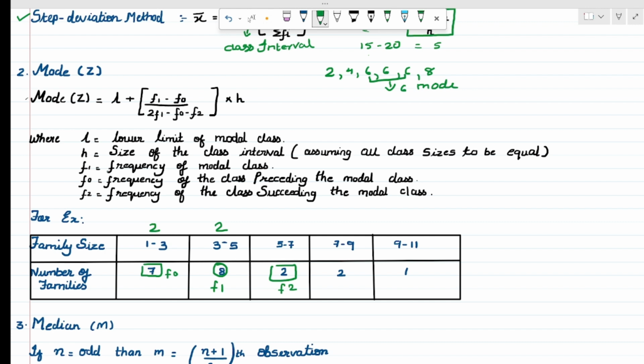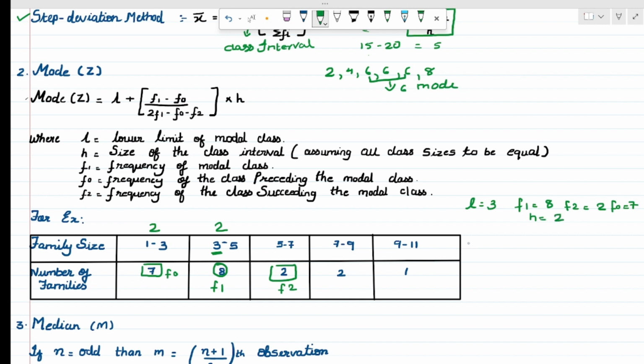Okay, so this way you can find out the mode of the given class. So let's take the example. What will be our L? The modal class lower limit is 3. So in this case, our L will be 3. Then your F1 will be 8, F2 will be 2, F0 will be 7, and H over here is 2.